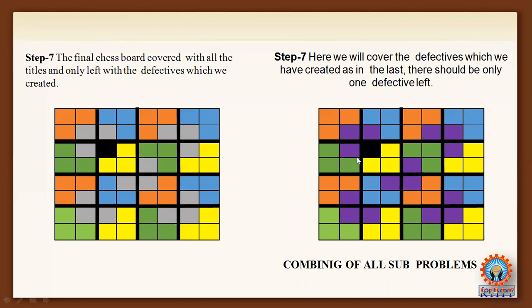Combining all the sub problems, we will solve the problem by using the defective chessboard problem. If you observe this 8 by 8 chessboard, it satisfies the condition. The chessboard is to be divided into subparts, and each subpart is filled with an L-shaped prominence, and one defective should be available. Only one defective element is available here, and the remaining is filled with prominences.